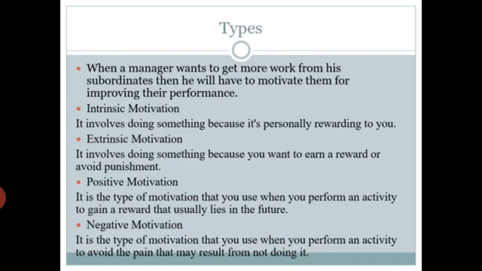You yourself have that strong drive. You have the strong drive that something should be achieved, you have the need to achieve it. When you do it in this way, it will be called intrinsic motivation. The second part is extrinsic motivation. Extrinsic motivation involves doing something because you want to earn a reward or avoid punishment.